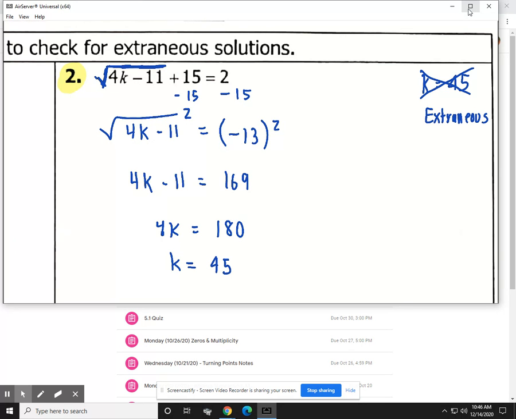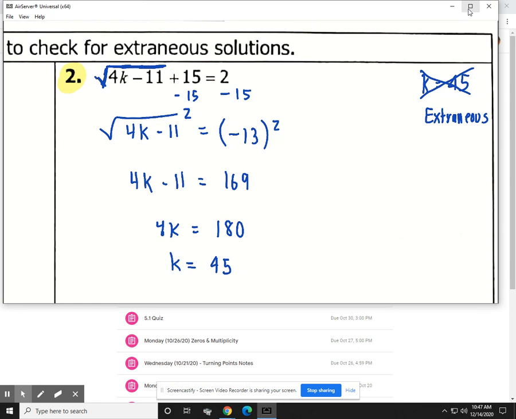180. 180 minus 11 is 169. What's the square root of 169? It's a perfect square. 13. What's 13 plus 15? 28. Does 28 equal 2? No. See, we did everything right.